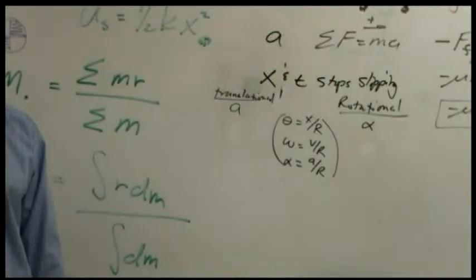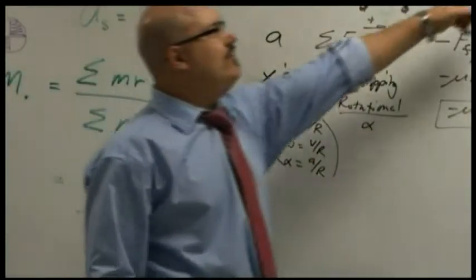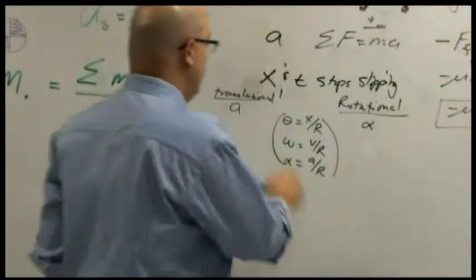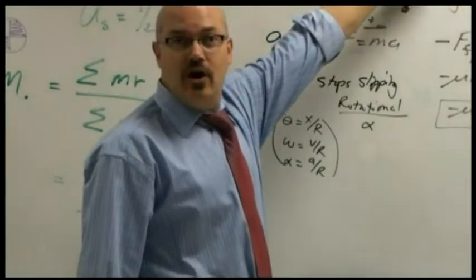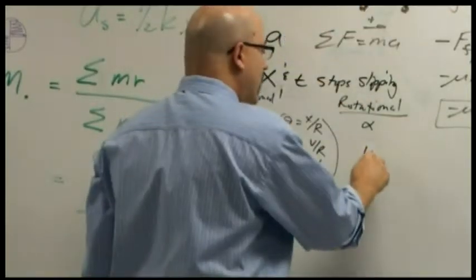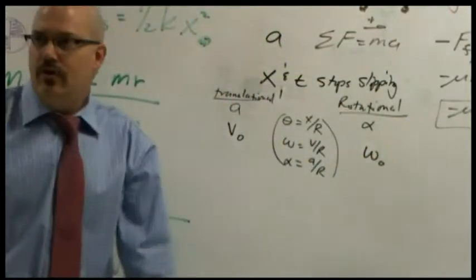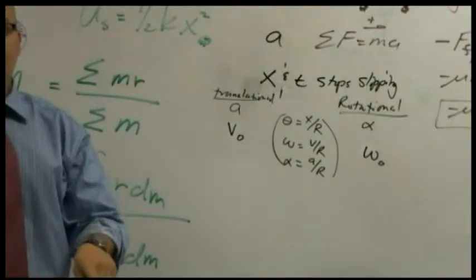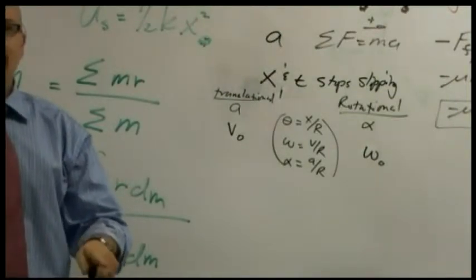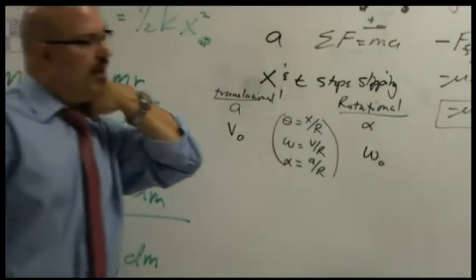Do we know how fast it started? Yes, v naught. Do we know how fast it started rotating? Yes, omega naught. Okay, that gives you your dead giveaway. You don't know the final velocity, right? Right. But you do know the initial. So which equation is probably our best bet?